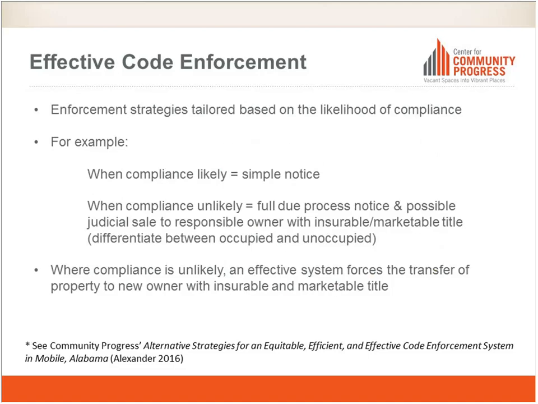When we talk about effective code enforcement, we're talking about enforcement strategies that are tailored based on the likelihood of compliance. For example, where we know that compliance is likely, simple notice should do the trick. Where we know that compliance is unlikely, it may be that we need to contemplate a potential transfer of that property. And in those cases, we need to make sure that we provide full due process notice and have a system where there's a possible judicial sale to a new responsible owner with insurable and marketable title at the end. This is a concept we'll also explore a little bit when we talk about examples moving forward.